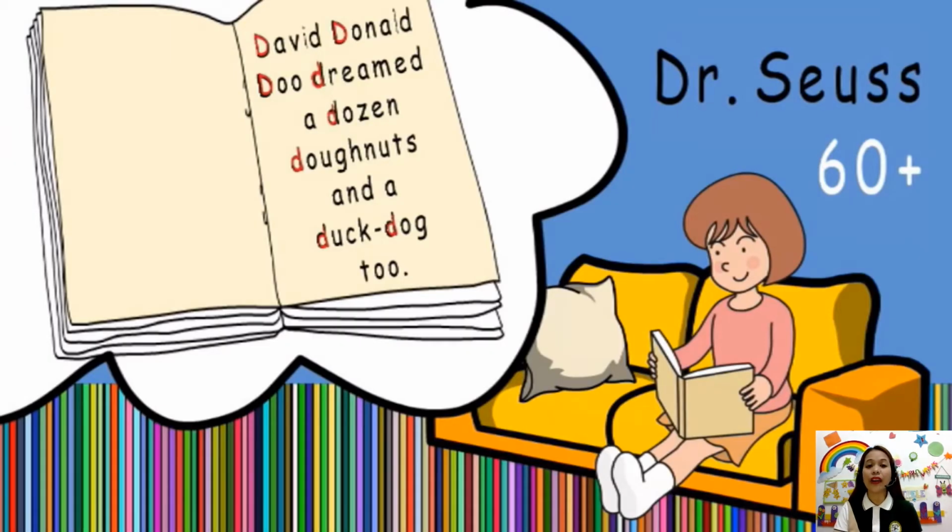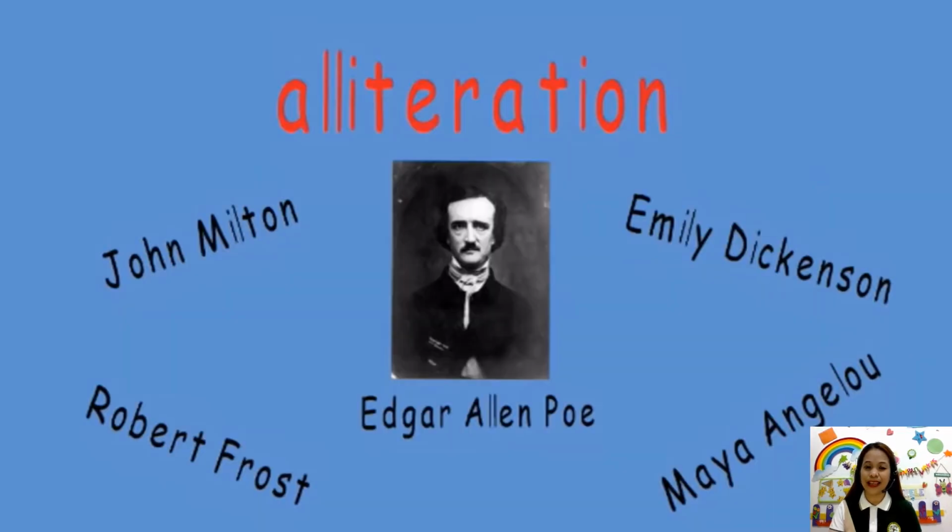Alright, so alliteration is also used by many authors like Dr. Seuss, who wrote many books using alliteration in order to help children learn to read easily. Okay, so we also have John Milton, Emily Dickinson, Edgar Allan Poe, Maya Angelou, and Robert Frost, who love using alliteration to make their literary works look better and help their readers in understanding their literary pieces.